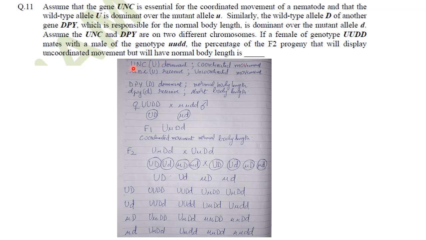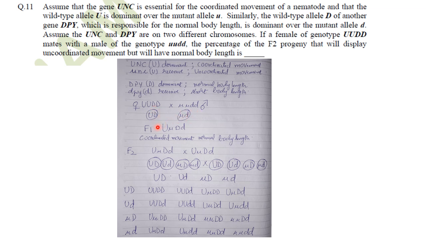So what is it? They have given U dominant, which shows coordinated movement. Small u is recessive and it shows uncoordinated movement. Capital D is dominant, normal body length, and small d is recessive for short body length. Now a female homozygous for U, capital D is crossed with a male homozygous for small u, small d.